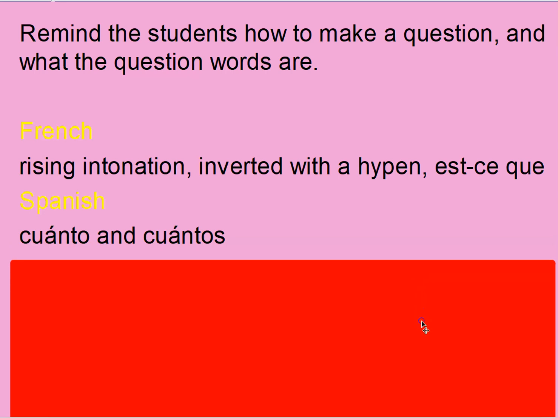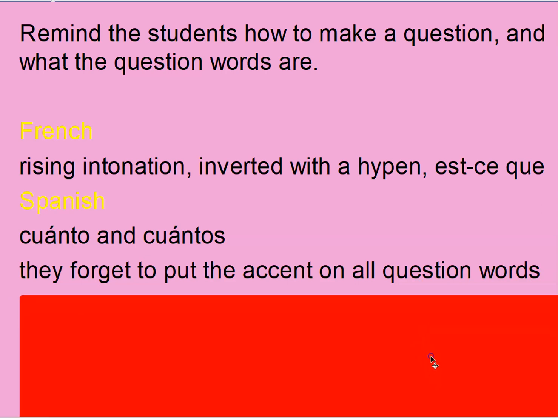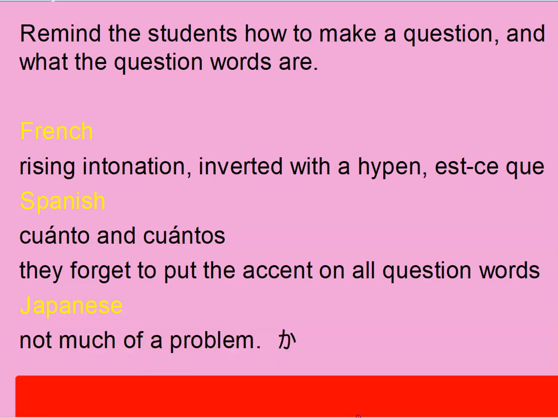In Spanish, students often forget to put the S on the end of cuántos, or they forget to match it to the subject or whatever. They forget to put the accent on all question words. Boy, we're always working on that, okay? Dónde with the accent is where. Donde without the accent is the answer to the question, this is where I do that. Japanese students don't have much of a problem. They just stick a ka on the end and they are good to go.